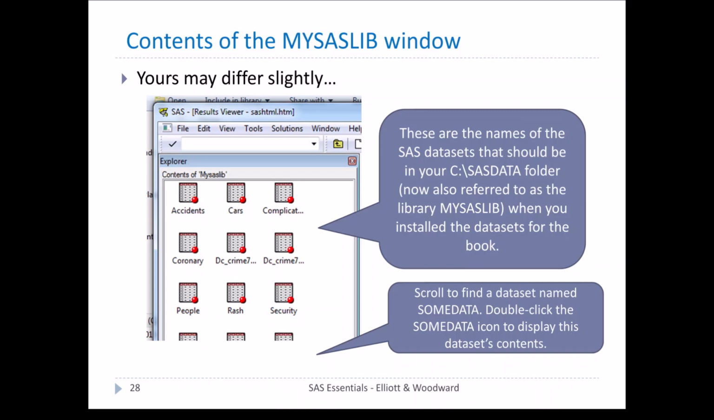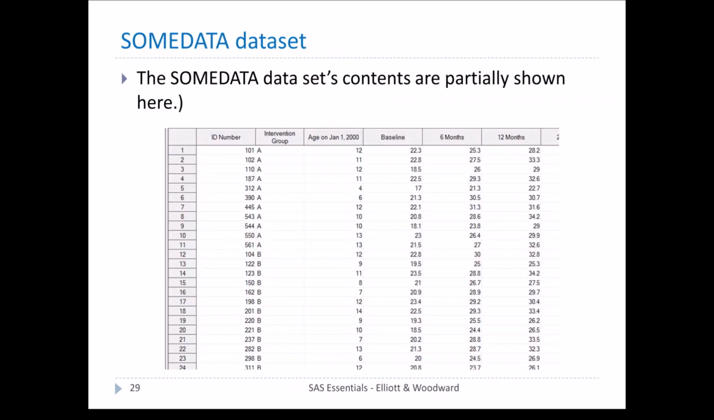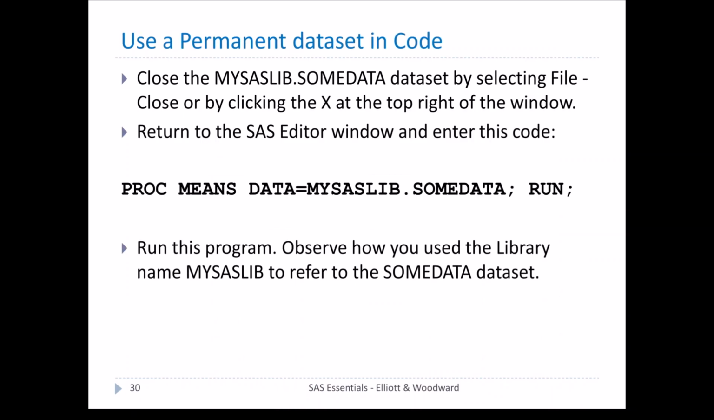Now, if we scroll down a little bit, we're going to find a data set named SumData. Just to show you that this could be done on any of these data sets, we're going to double click on the SumData data set, and it's going to show us the contents of that data set. We can see here it's a data set that has maybe 50 or so records in it, with ID number, intervention group, age, baseline, and so forth. So you can look at any of those data sets and see what the contents are. That helps you when you're doing an analysis. You might need to know what is in that data set so I can know how to do my analysis.